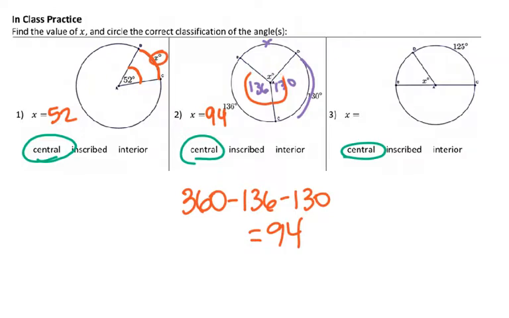Okay, number 3, this right here, this is a diameter, and so it cuts my circle in half. So I know that this semicircle is 180 degrees. I know that because this angle is 180 degrees. And so I can use that to find the missing piece right here. This angle right there, that central angle is going to be 125 because it corresponds with the arc. So you're just going to do 180 minus 125 and get 55.